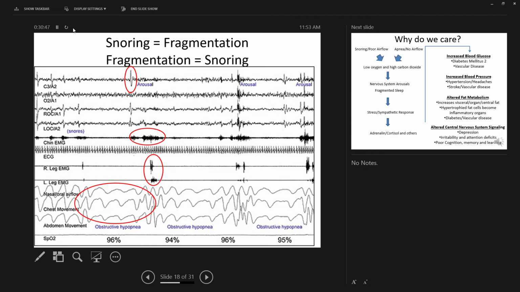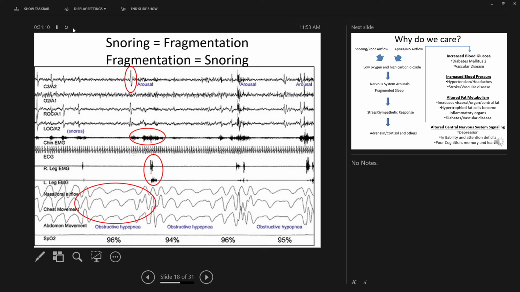Now the sixth line is the ECG, and we won't talk about that right now. We'll talk about that later. And then below that we have a right leg EMG and a left leg EMG. So we're looking at the muscle activity in the right and the left leg. And you can see that the right and left leg both move when that arousal and that snore is happening. So this is an example of fragmentation.